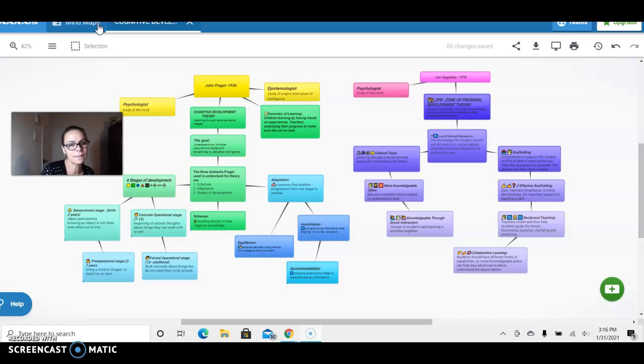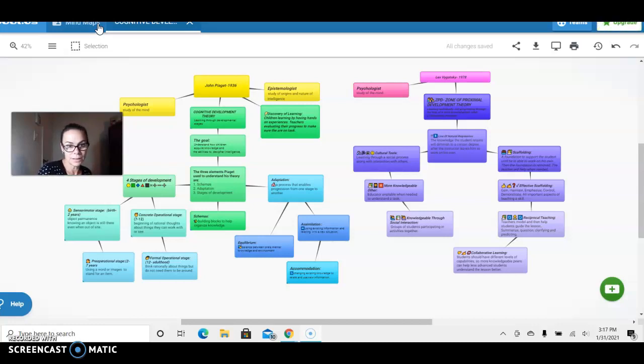And he used epistemologies, and it's a study of the origins and the nature of intelligence. So the goal with all this was to understand how children acquire knowledge and the abilities to decipher intelligence.